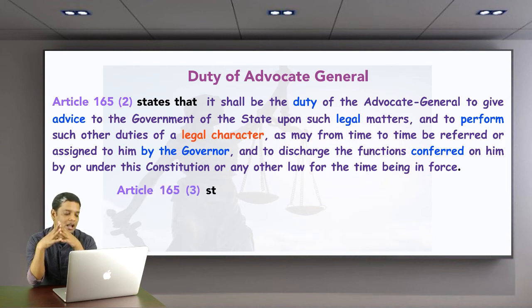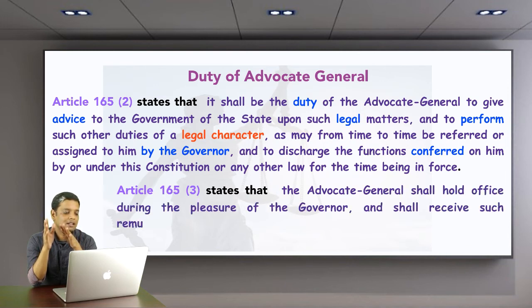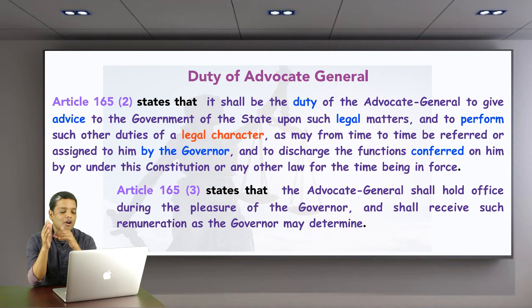Next one is Article 165(3), that states the Advocate General shall hold office during the pleasure of the governor and shall receive such remuneration as the governor may determine. So again it is the same point.